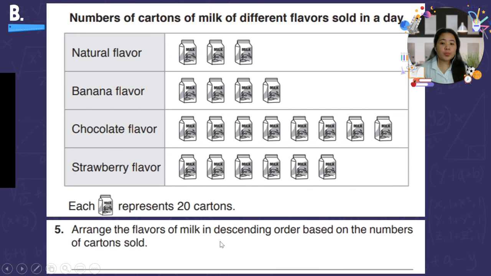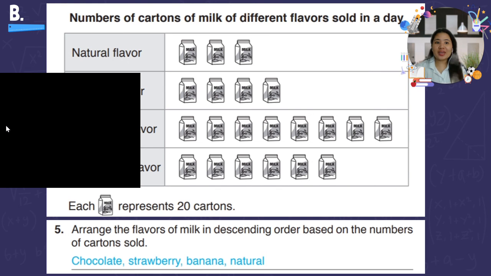Arrange the flavors of milk in descending order based on the number of cartons sold. So you can already answer this by looking at the picture. So descending order from the biggest to the smallest, largest to the smallest. So which one is the largest here? Chocolate flavor. Correct. Next is strawberry flavor. Correct. Next is banana flavor. And the last is natural flavor. So chocolate, strawberry, banana, and natural. Okay, that's it. So you know that already.